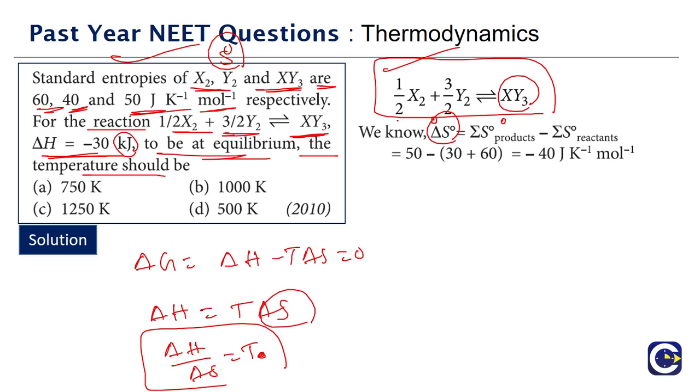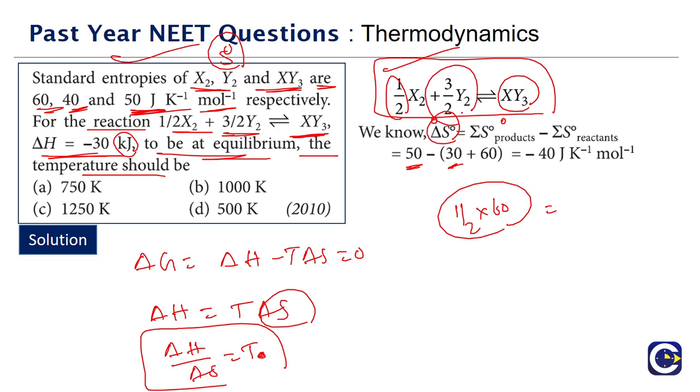The product is X by 3, where is it? X by 3 is the third value, right? It is 50. Okay, look, 50 comes here. The entropy of the product minus the entropy of the reactants. For the reactants, we have half a mole of X2. So the molar entropy of X2 is 60, and for half a mole it will be half into 60, that is 30.